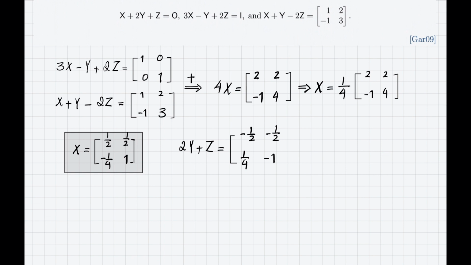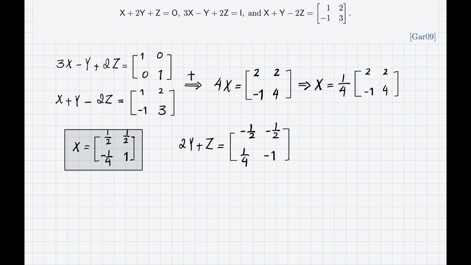So this is the matrix that I get. And then let me try to use this one as well. Here I keep y and minus 2z on the left hand side, and I move x to the right hand side, it becomes negative x. So this matrix minus the matrix x should be written down.